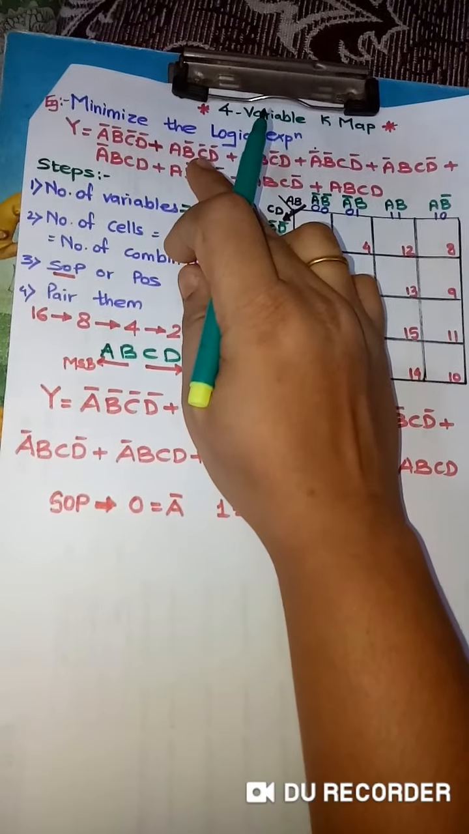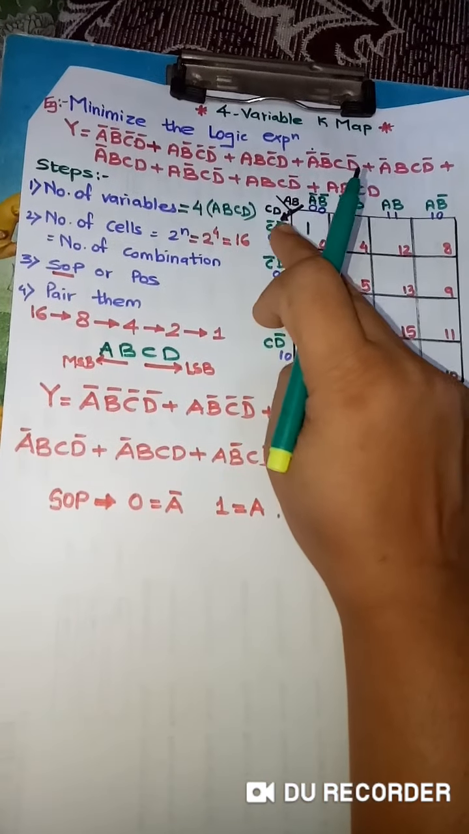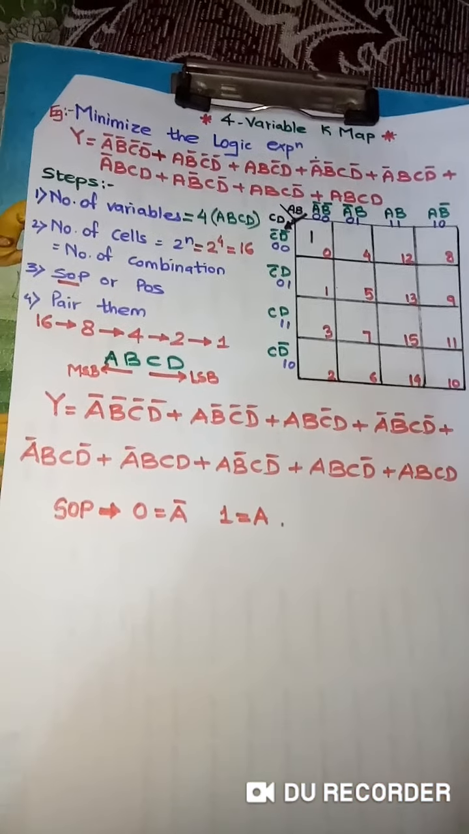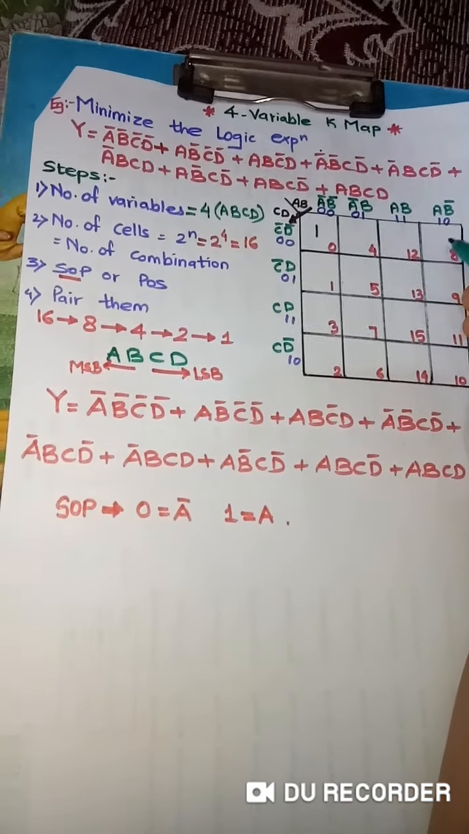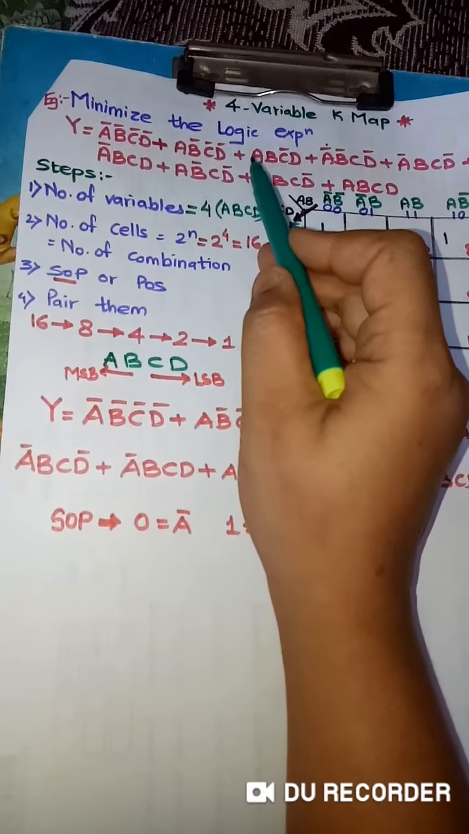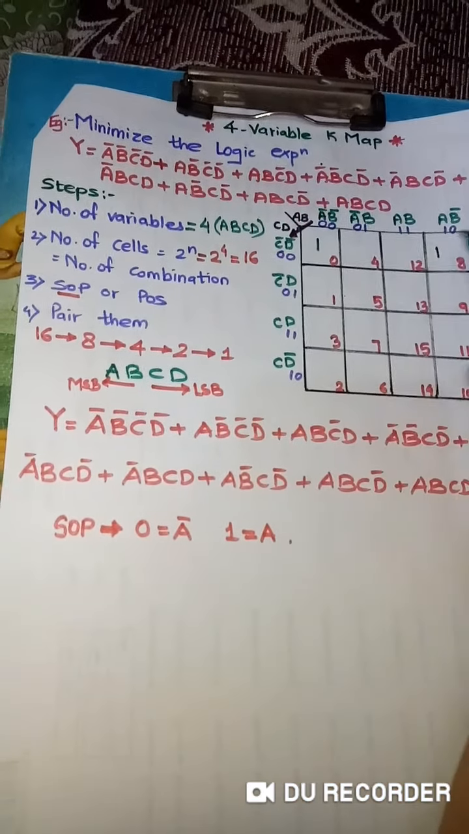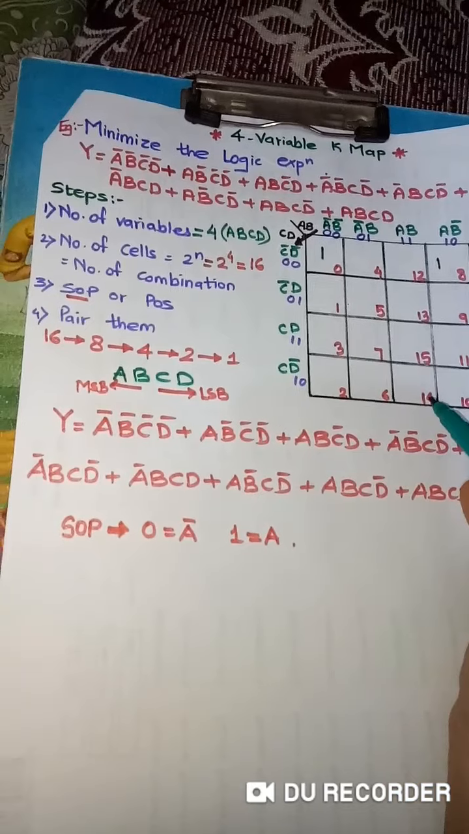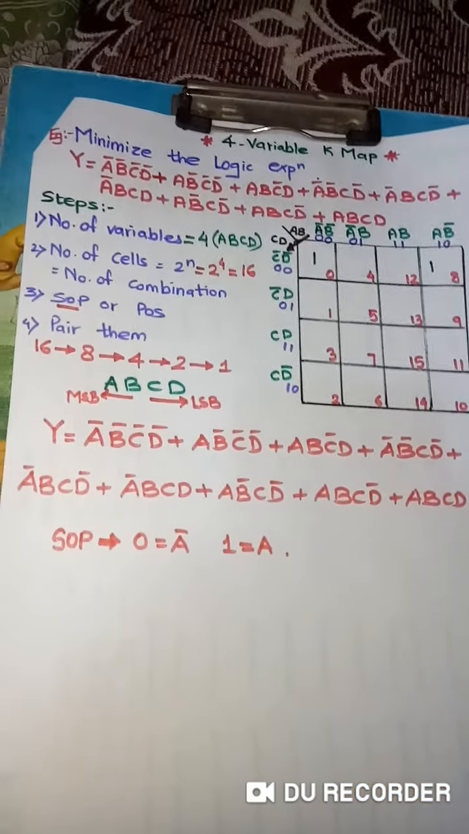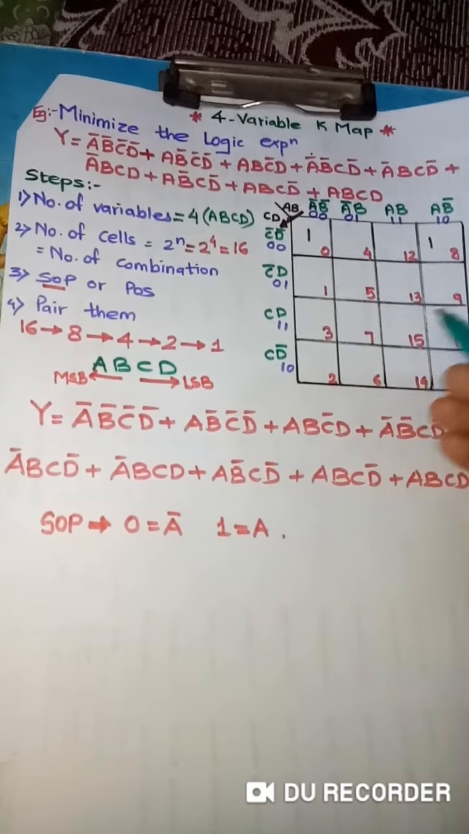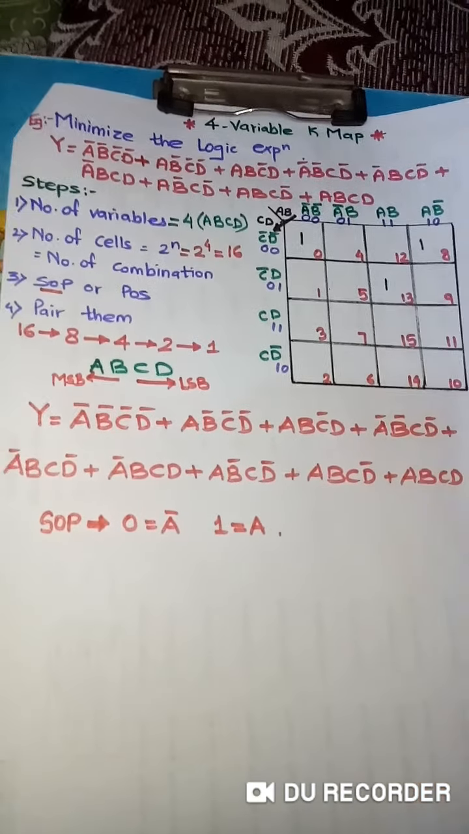And we have C bar, D bar. C bar, D bar is again this particular row. So my next element is coming where AB bar, CD bar means block number 8. Then the next term is AB, C bar D. Where is AB? This column. And C bar D is here, this column. So it will be which number block? It will be block number 13.